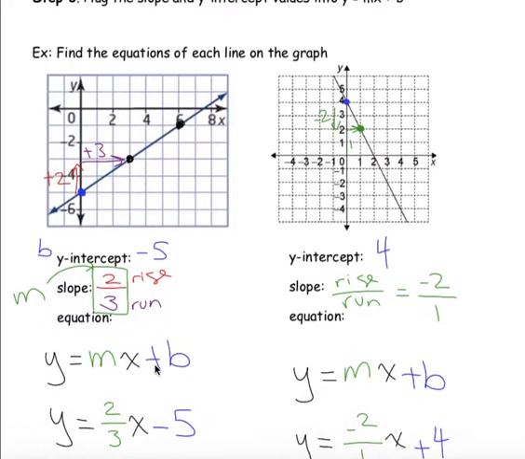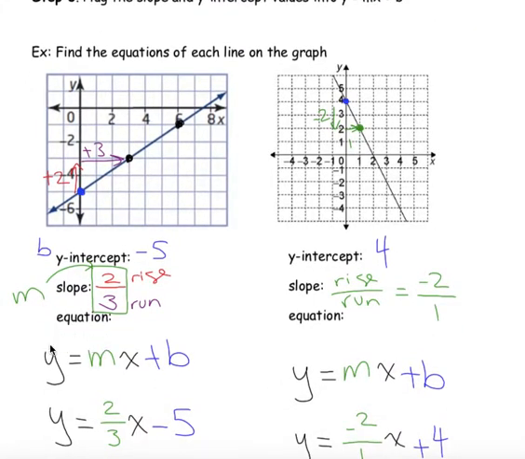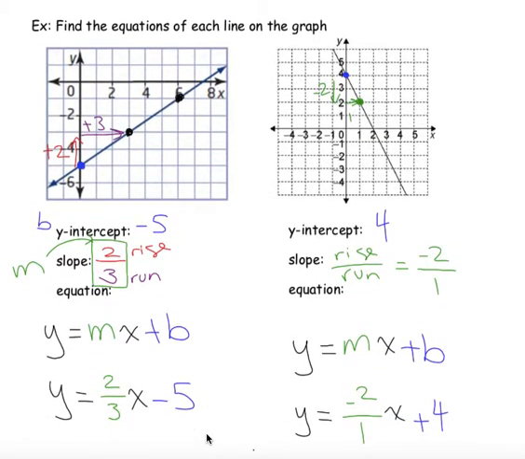And then we just take this equation, y equals mx plus b, and plug this information into it. So we have y equals 2/3 x minus 5. Fairly simple, right? Let's go to the next one.